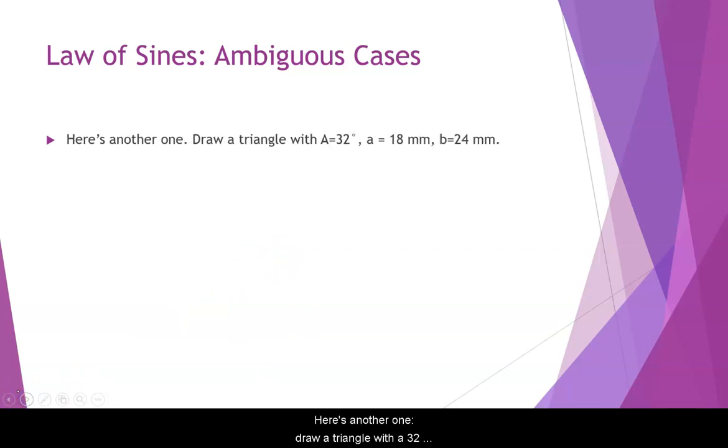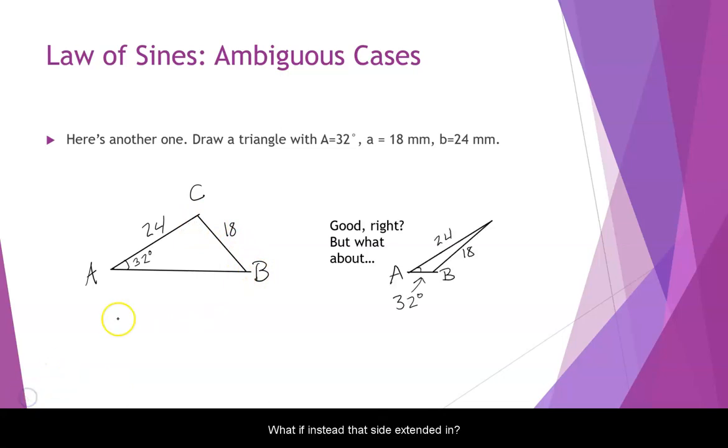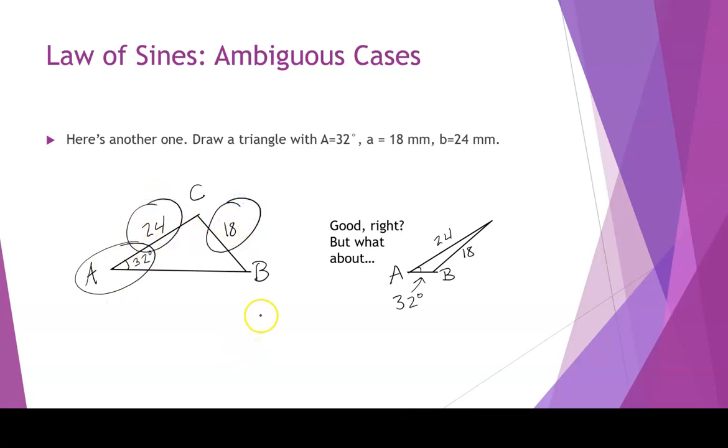Here's another one. Draw a triangle with a 32 degree angle, one side length 18 millimeters, another 24. And again, using a ruler and a protractor, I ended up with this shape. It's all good, right? We could solve the triangle. But I have this angle right here as being a larger angle and that side extending out. What if instead that side extended in? This is also a viable triangle. So knowing the angle, side, and side, we've ended up with two viable triangles.